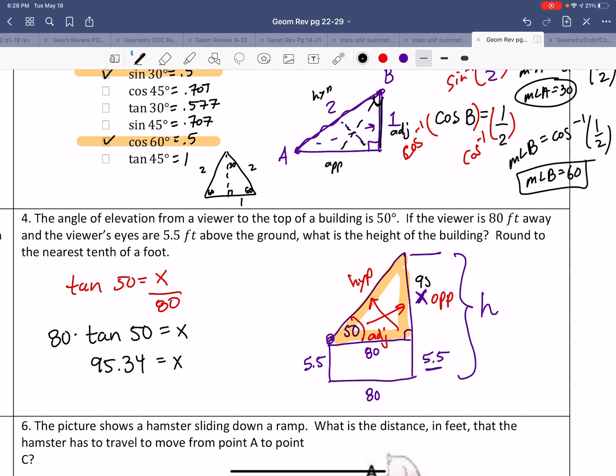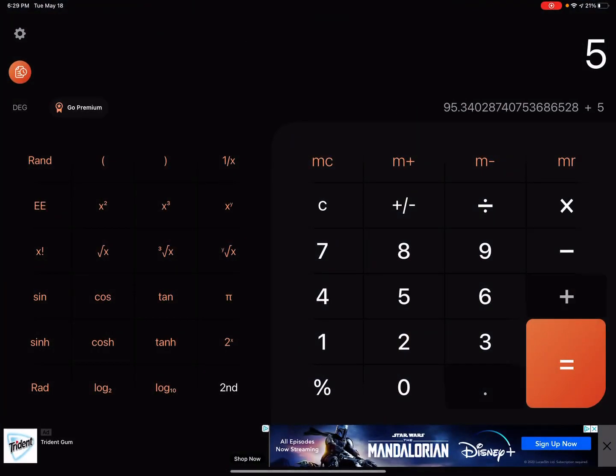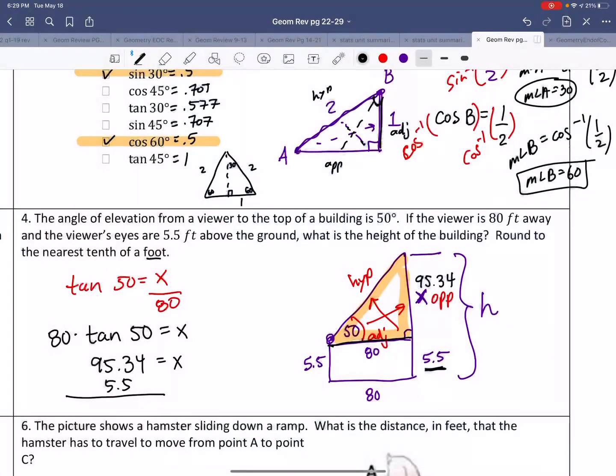Now, that looks pretty good, right? I'm looking for a number bigger than 80. I got my wish. And I'm going to add 5.5 to get my final answer. I'm going to round to the nearest tenth. So that would be, just go back to my calculator, plus 5.5. We get 100.8. 100.8 feet. Well done.